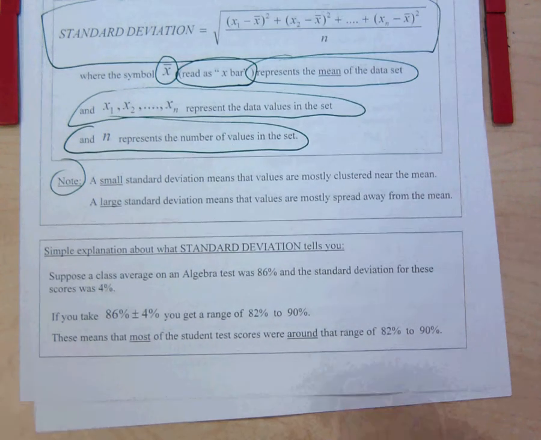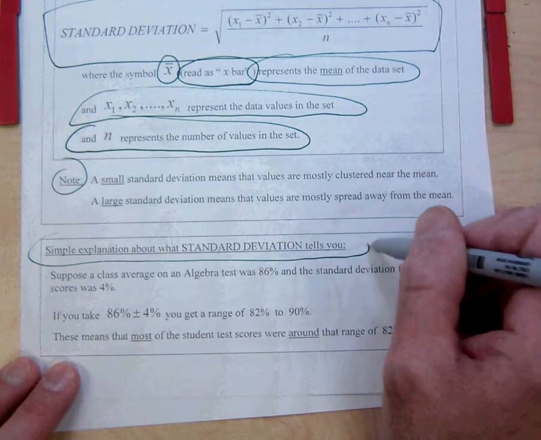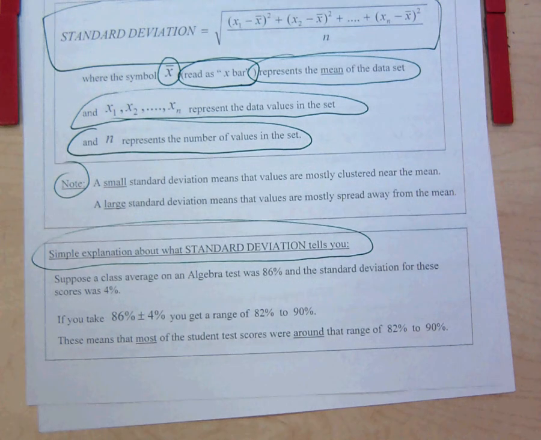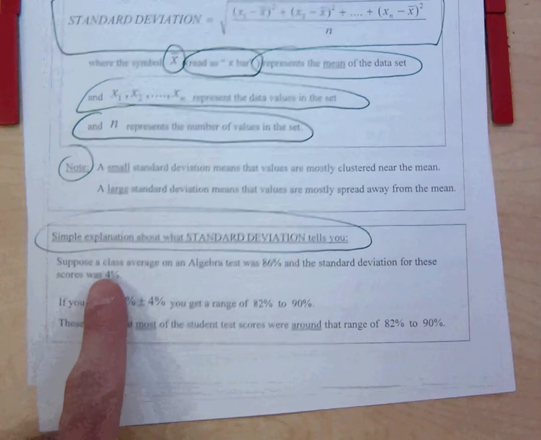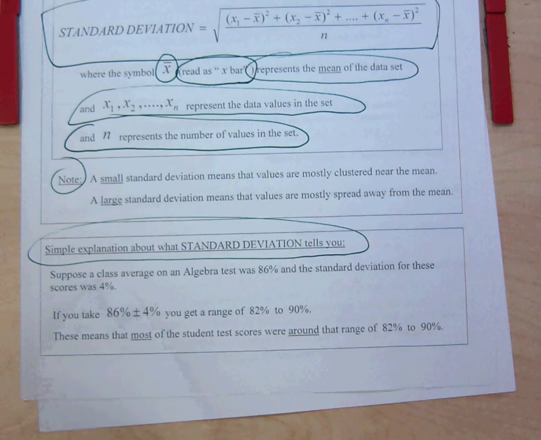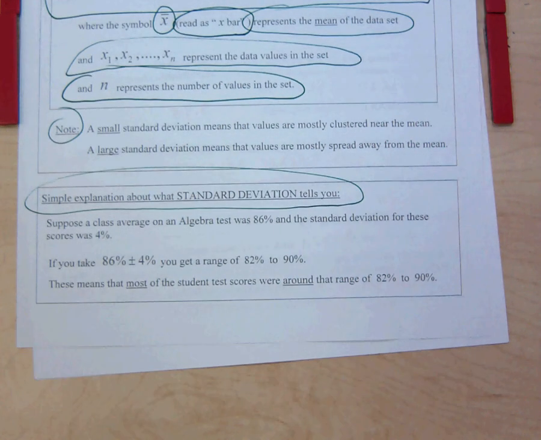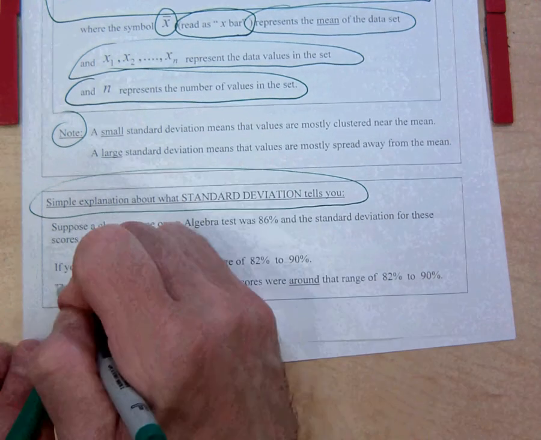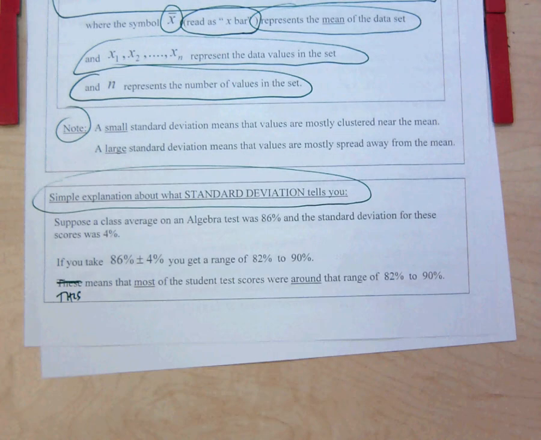Okay. Now, here's a simple explanation of what the standard deviation tells you. So, Conrad, can you read it for me? Suppose a class average on an algebra test was 86% and the standard deviation for these scores was 4%. If you take 86% plus or minus 4%, you get a range of 82% to 90%. This means that most of the students' test scores were around that range of 82% to 90%.